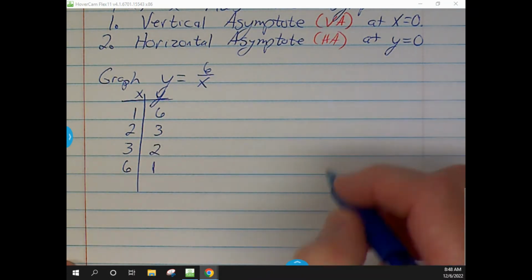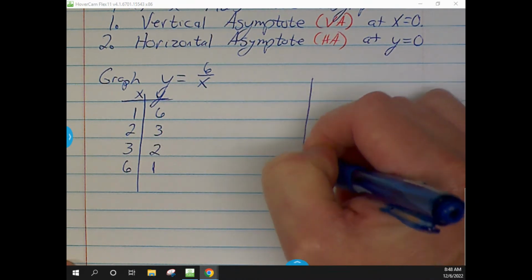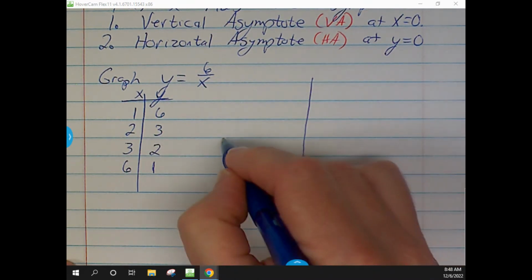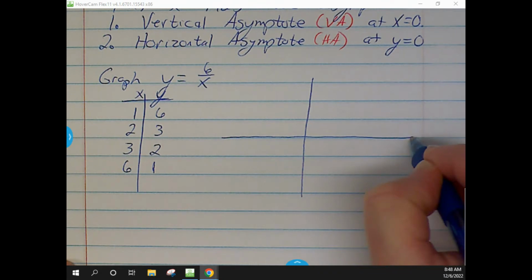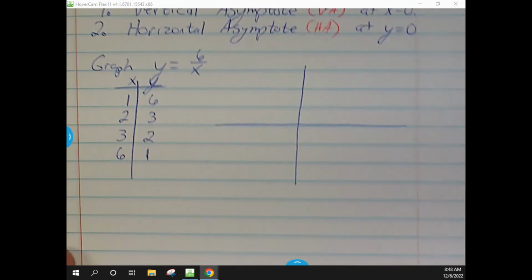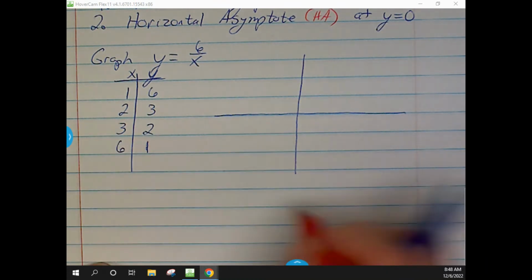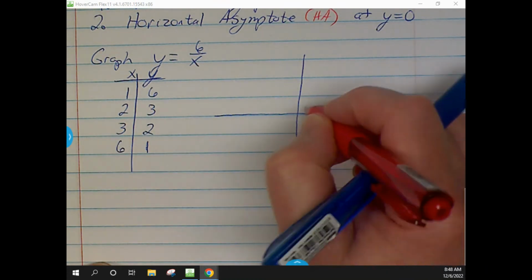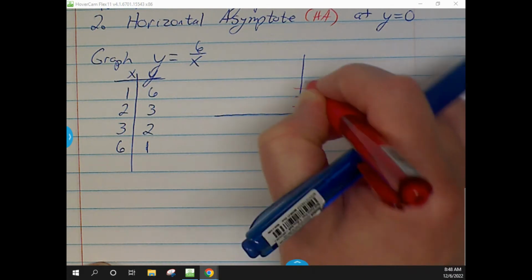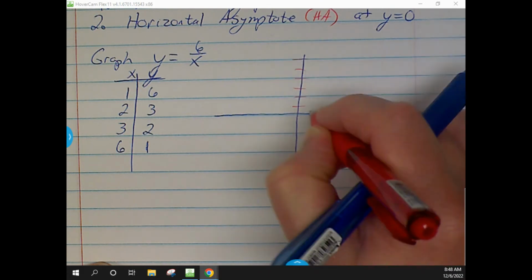So if we graph this thing, all right, we've got the point at 1, 6. So over 1, up 1, 2, 3, 4, 5, 6.